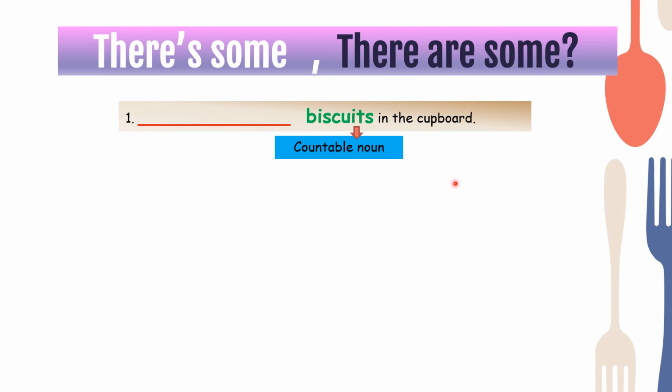Alright, now let's check your answer, whether they are correct or not. The answer is there are some. There are some is used with countable nouns. Alright, did you get it right? Well, I hope you did. Okay, now let's proceed to the second question.